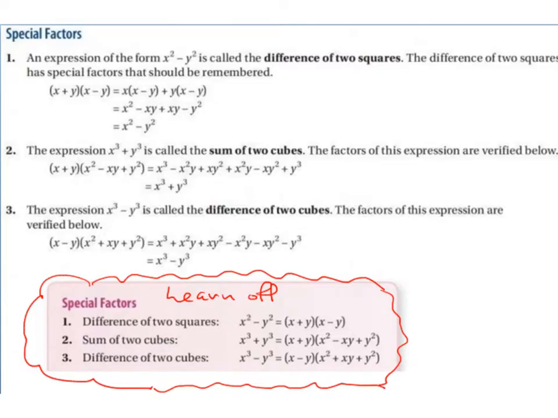So this is a summary of the special factors that we encounter in Leaving Cert Higher Level. So we've got the difference of two squares, we've got the sum of two cubes, and we've got the difference of two cubes. So you need to learn off these formulas by heart.